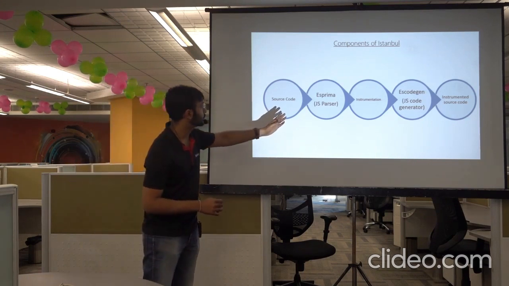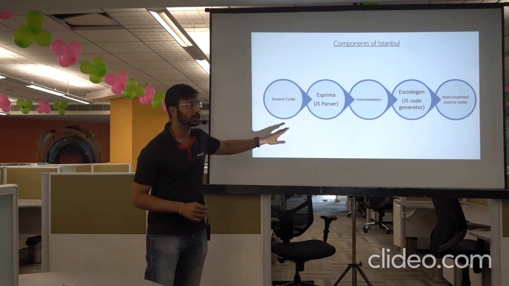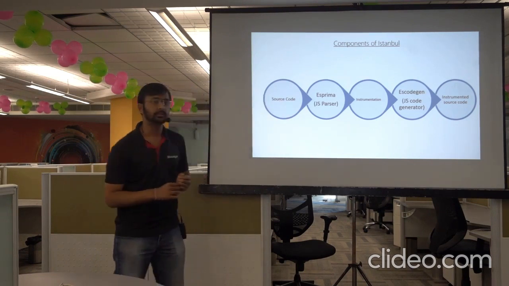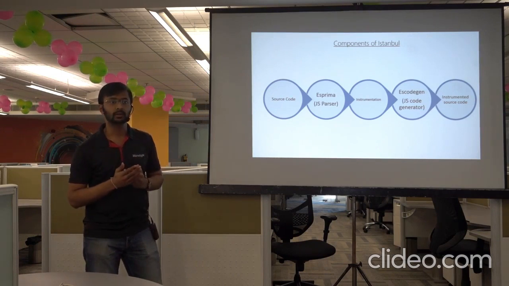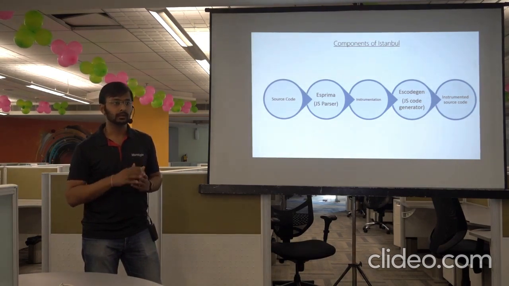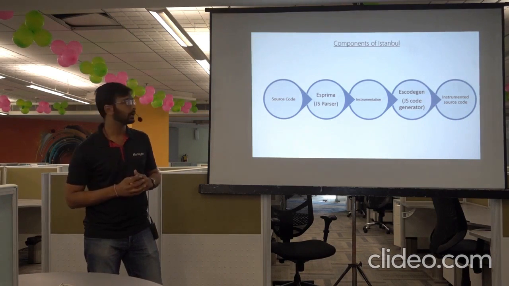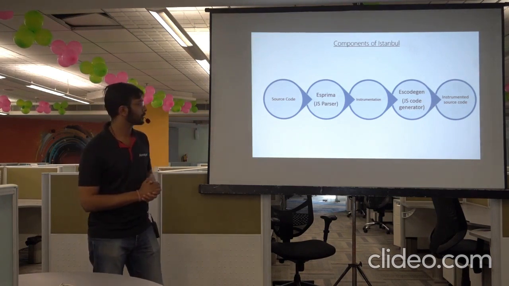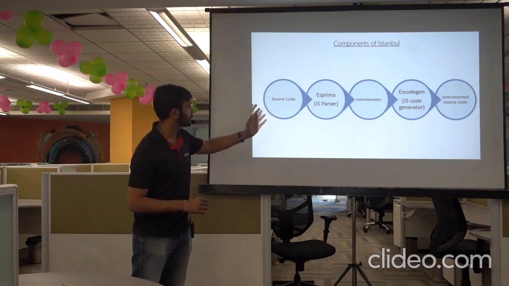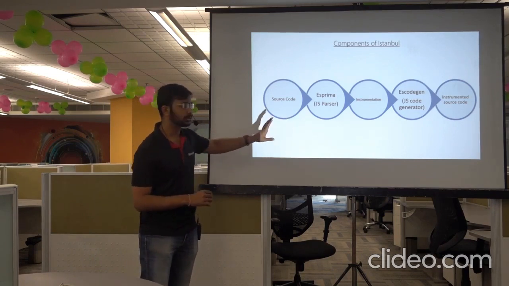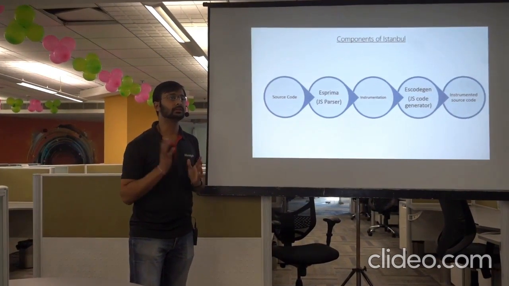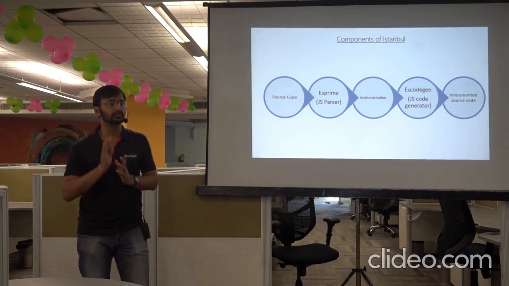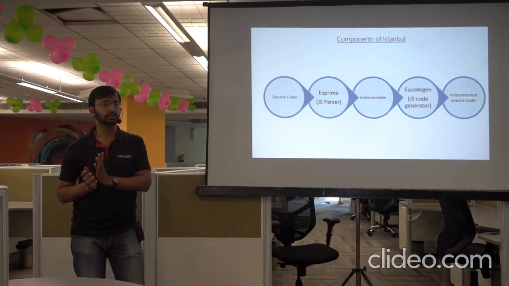So the input to any code coverage tool is the source code. The first component in the case of Istanbul is Esprima. Esprima is nothing but a JS parser. JS is based on ECMAScript, which is a language standard. JavaScript is a language that implements that standard. Right? So ES is short for ECMAScript. What it does is, it understands the code, parses it and converts it into what is called an abstract syntax tree. So it actually breaks the code into a syntax tree.